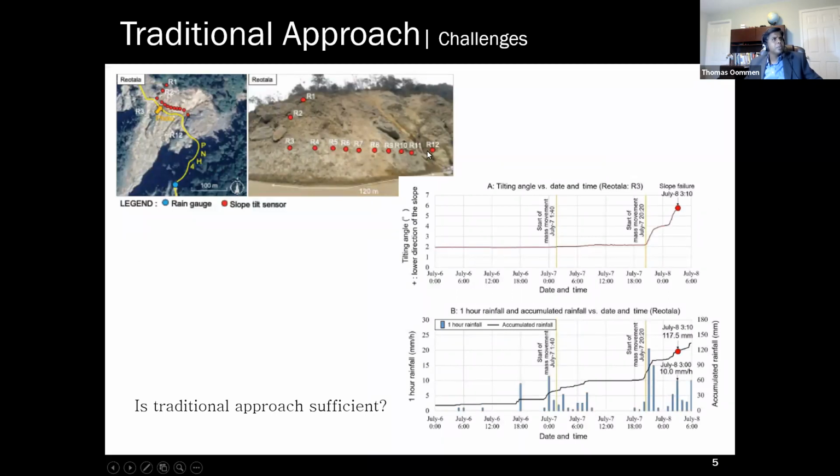This is an example of a slope that is being monitored with extensive ground instrumentation. You can actually see here there were about 12 of these sensors put, and there were both rain gauges and extensometers, and it was monitoring for the rainfall and the tilt angle. And as the tilting of the slope occurred, you can see as the tilting increases, it led to the slope failure.